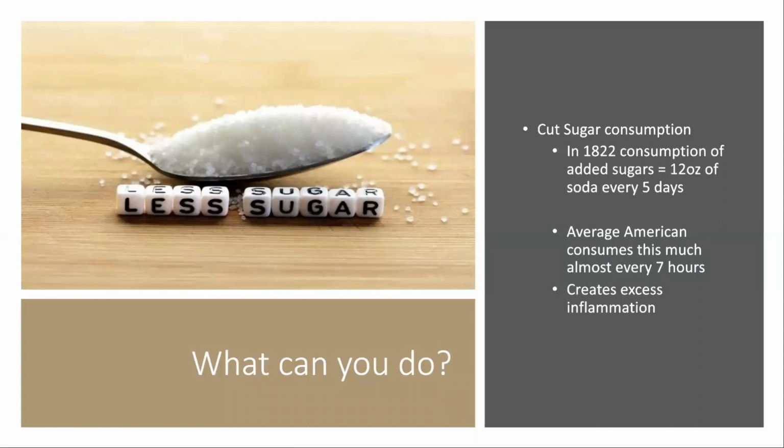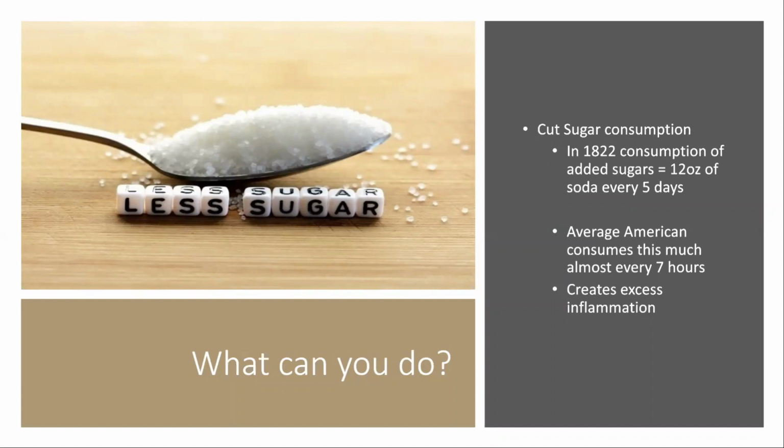So what can we do to try to prevent developing retinopathy, or if you're a diabetic, just preventing kind of all your diabetic complications and getting better control of your diabetes? Cutting sugar consumption is probably still the number one thing to do.